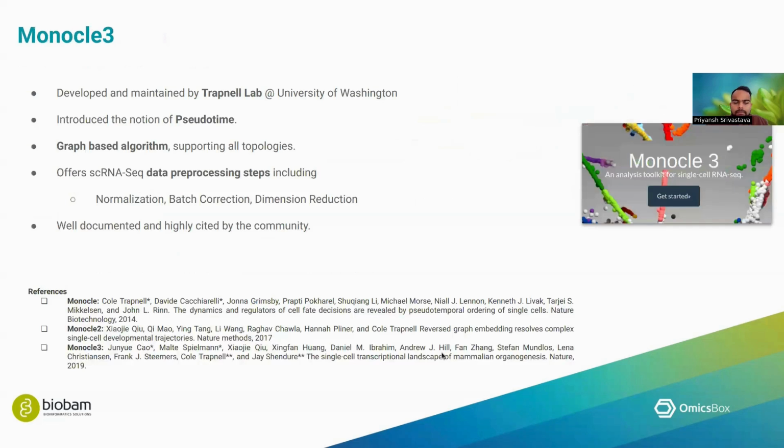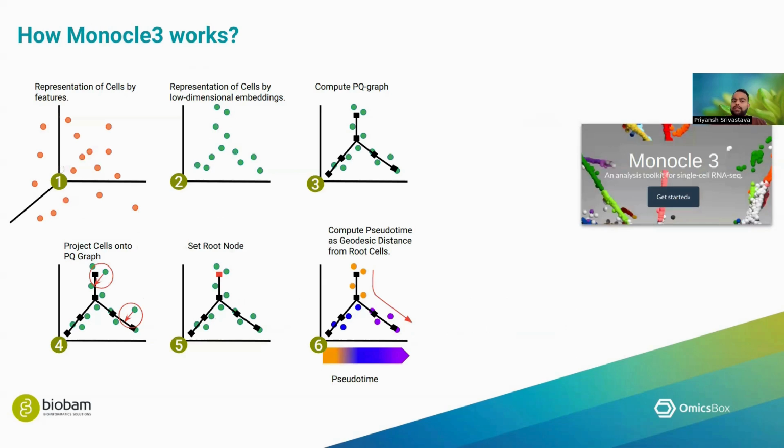Why it's necessary and what happens when you assign cells as the root cells. Okay, so the method that we typically use and the method that we are going to see for this demonstration is Monocle3, which is maintained by the Trapnell Lab at the University of Washington. This was a kind of pioneer method which introduced the notion of pseudotime. It's a graph-based algorithm supporting all topologies. By that, we mean that it can infer linear trajectories, or trajectories which represent some divergence or differentiation, or complex trajectories where you have cyclical differentiation. It also offers various data pre-processing steps, which include normalization, batch correction, and dimension reduction. Since you have already seen that, we will skip these two, and we will directly focus on how Monocle3 works.